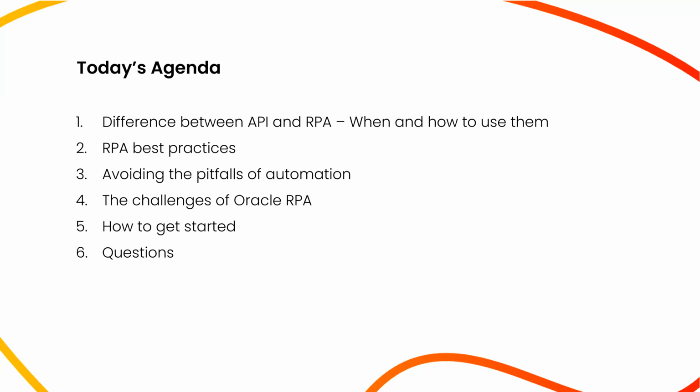Next, we're going to go a little bit into the best practices of RPA, what makes a good use case, how to select a good use case, what do we need to set the groundwork before we start our application. Next, we're going to be talking a little bit about avoiding the pitfalls of automation, how to set up our project for success, not only at the outset, but how to maintain and monitor and make sure that we're moving successfully forward. Next, we're going to go into the specific challenges of Oracle RPA and Oracle eBusiness Suite automation. And then we're going to talk a little bit about getting started. And I'm going to leave some time for questions, of course, at the end.